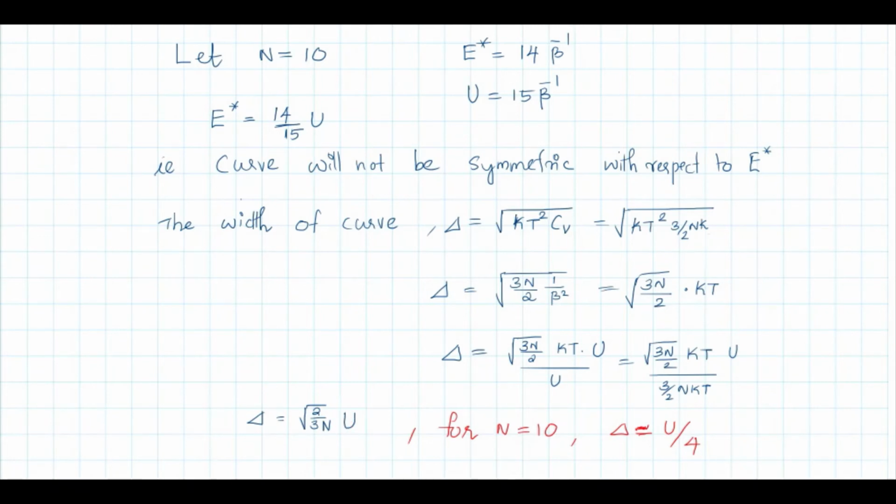For n equal to 10, that delta will be, if you put n equal to 10, 2 by 30, which is 1 by 15. Root of 1 by 15 is roughly 1 by 4. So the width is 1 by 4th of the mean energy value. 1 by 4th of the mean energy value.